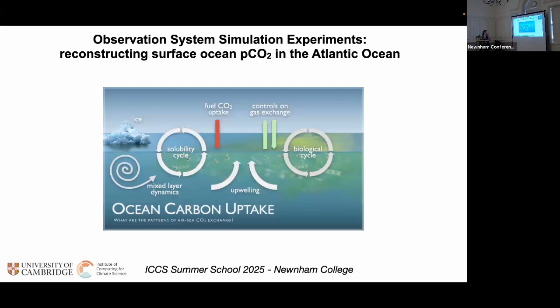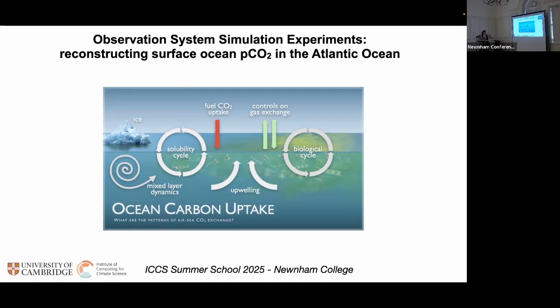Right, but what's the problem? Well, we know that due to anthropogenic forcing, we are increasing the concentration of carbon dioxide in the atmosphere. And we know that the ocean plays a big role in sequestering that carbon. About 25% to 30% of anthropogenic carbon emissions have already been taken up, sequestered, in the ocean.